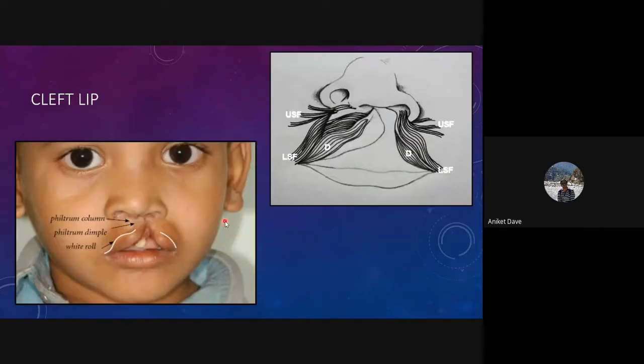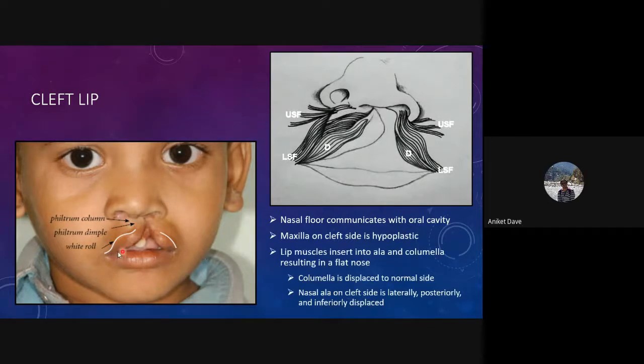So we'll have a look at the anomalies that are present in a child with a cleft lip. As you can see, the white roll is deficient. There's a break in the white roll. And the philtral dimple is also shallower on the side of the cleft. The philtrum column on the cleft side is practically absent. And if it's a complete cleft lip, the nasal floor communicates with the oral cavity. Even the maxilla on the cleft side is hypoplastic.